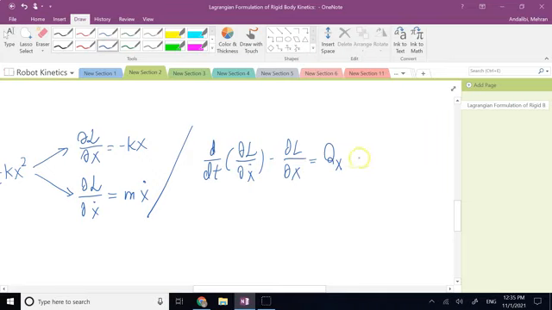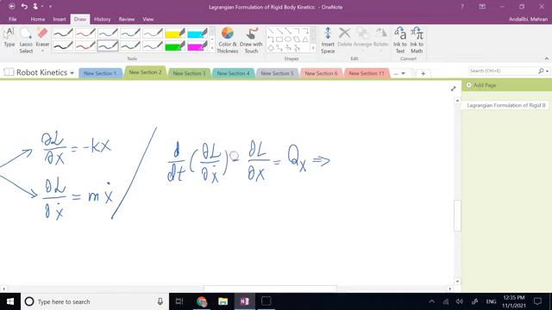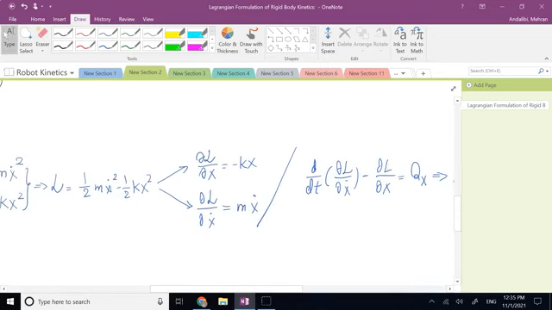And if we continue here, this is going to be the derivative of this term. It's going to be mx double dot, assuming that the mass is constant. This is going to be negative kx, so it's going to be positive kx. And the only question now is, what is this Q of x? What are those non-conservative forces acting on the system?